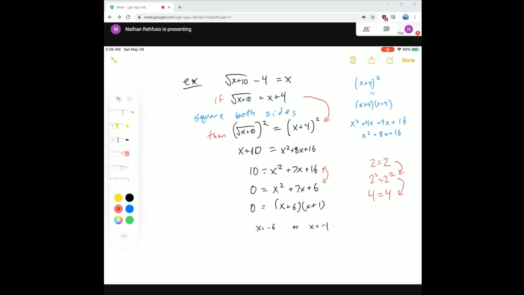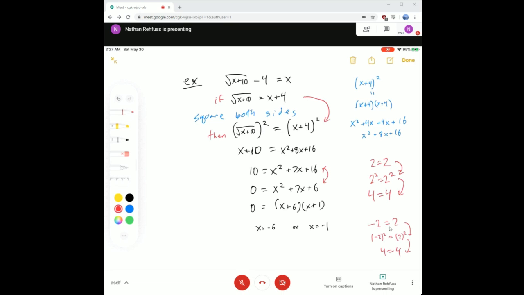But on the other hand, if I started with a false statement like -2 equals -2, if I square both sides, I get 4 equals 4. So I got from a false statement to a true one.